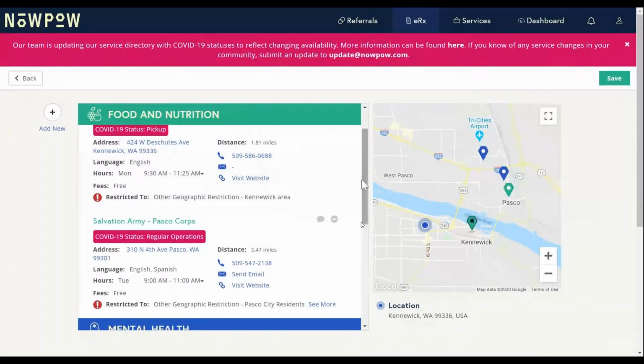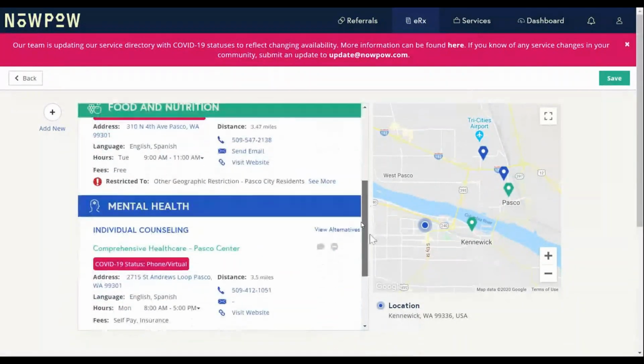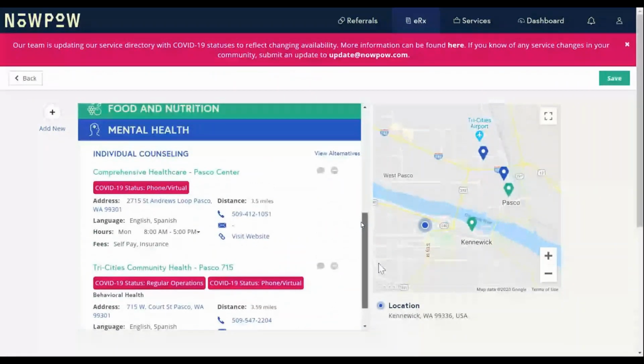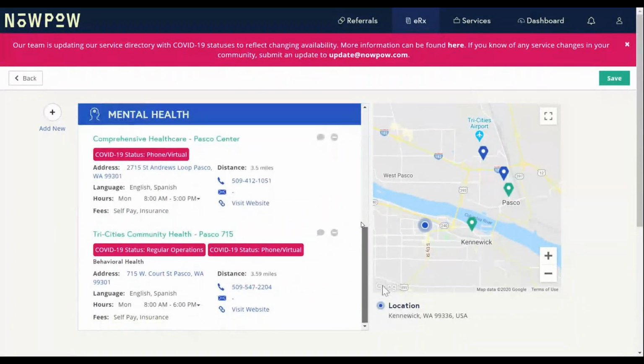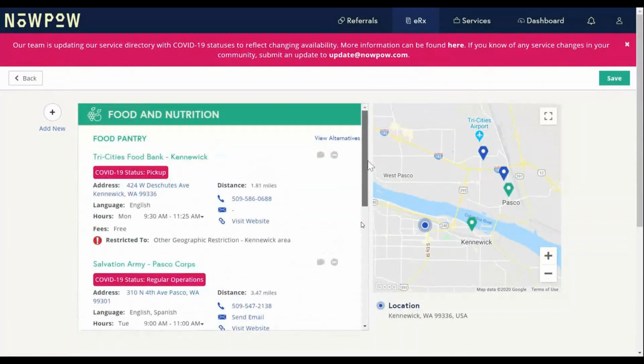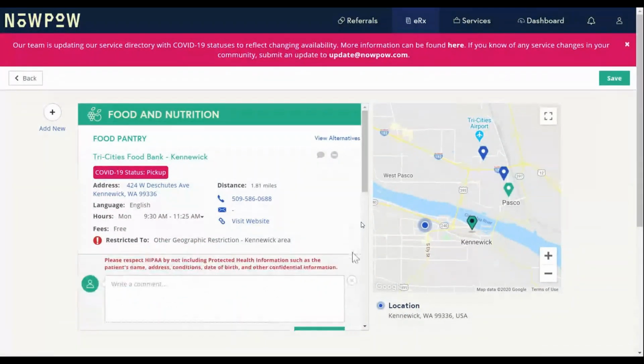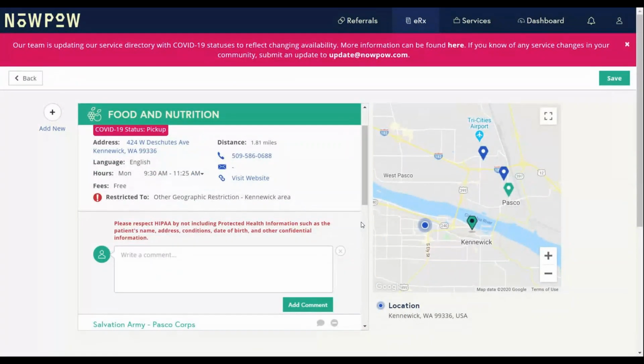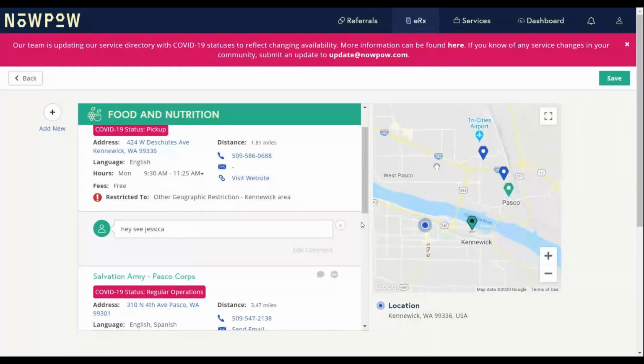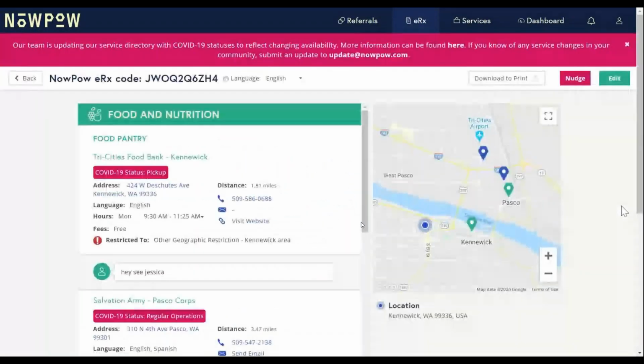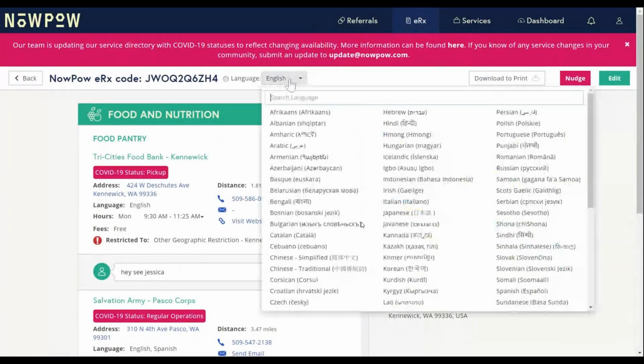pickup. We also came down here to the mental health section. These are the 2 mental health places that are closest that the technology thinks would be a good fit. You could also leave a note here for the patient or client, letting them know, like, hey, see Jessica when you get there. And you can add that comment. And then once you've decided that these are the resources that you want to give to the client, you can save it. And then you can also, once again, change the language to any of these languages.